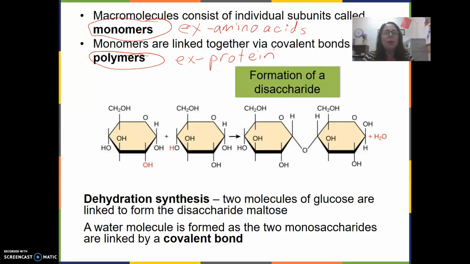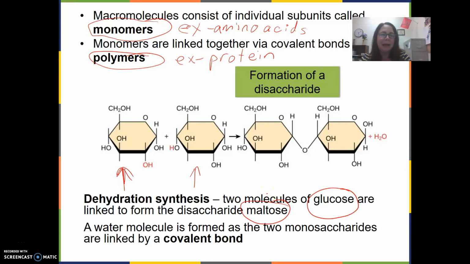So monomers are the small subunits, the building blocks, and then polymers are the chains that are produced from the monomers. In this example, you see a disaccharide being formed. Each one of these hexagon shapes is a monomer. They are simple sugars, or monosaccharides, and these two happen to be the exact same monosaccharide. They're 2 molecules of glucose that are being joined together to form maltose.